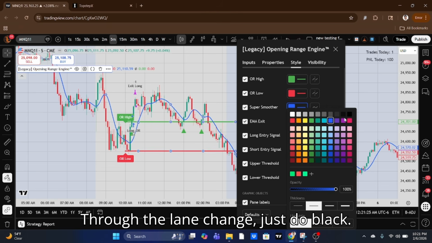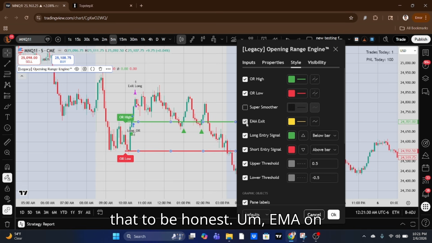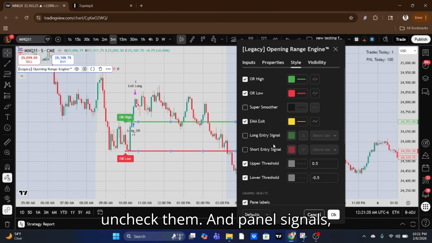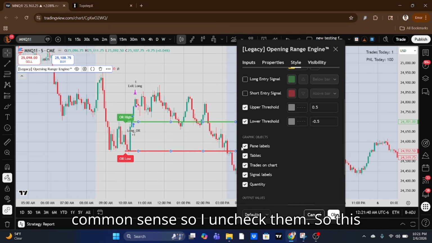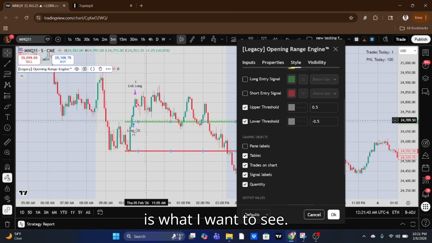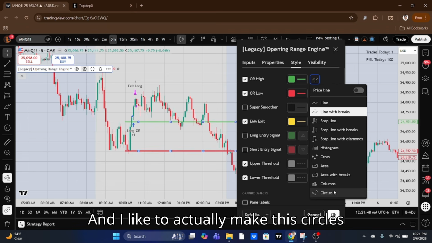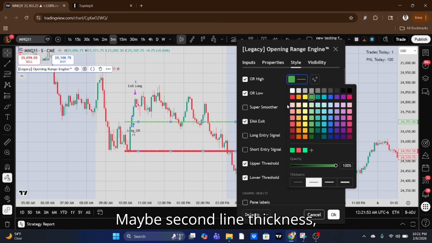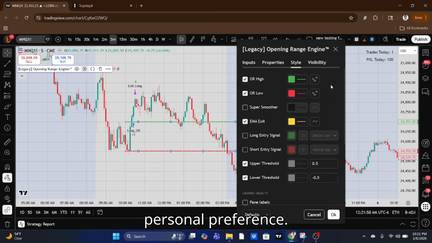Smoother line, I change this to black. Actually, I don't really need to see that, to be honest. EMA, these arrows, they're not needed, I uncheck them. And panel signals, I don't really need to know this. It's common sense, so I uncheck them. So this is what I want to see. And I like to actually make this circles, to be honest. Maybe second line thickness. But this is just personal preference. So that's all I do.